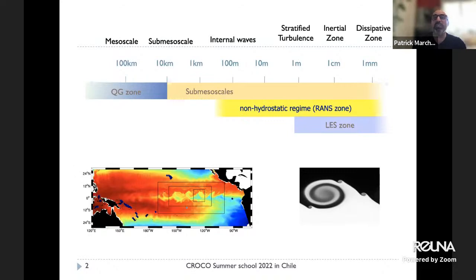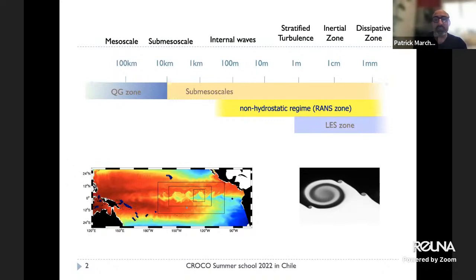Internal waves that break into stratified turbulence. Then we have three-dimensional instabilities of all kinds and an inertial zone in which these instabilities go down in scale more and more until they get to the dissipation zone. We want to be able to model these processes and then to feed back the processes into the larger scales. And that's the reason why we are developing models that can do that.